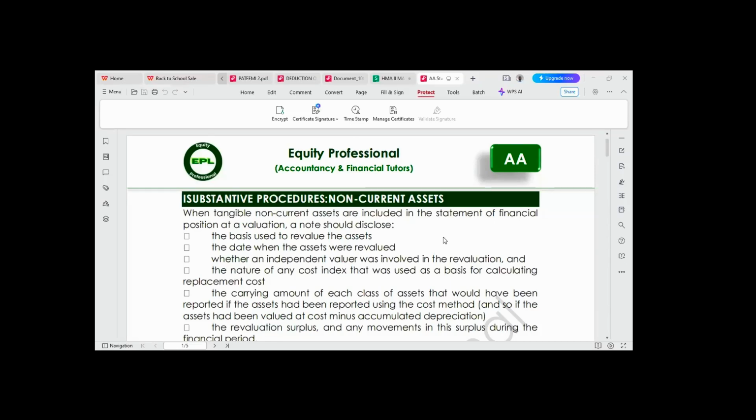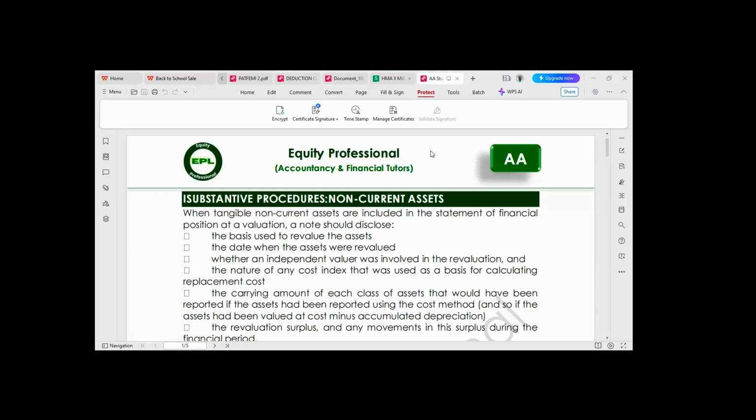So like I was saying, last time we started with a new topic, substantive procedure, and we were able to look at substantive procedure from an introductory point of view. We talked at length on the meaning of substantive procedure. We looked at in what instance we conduct substantive procedure.